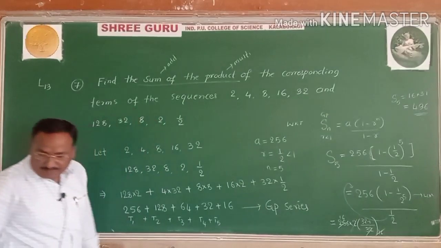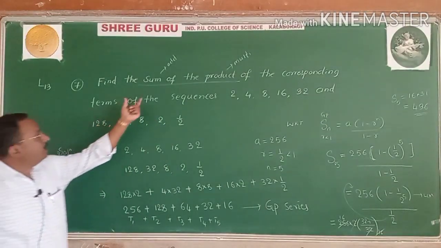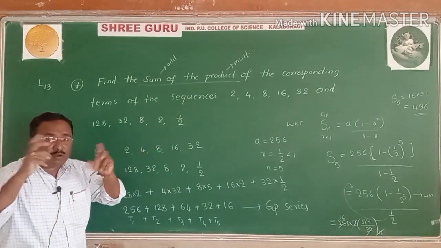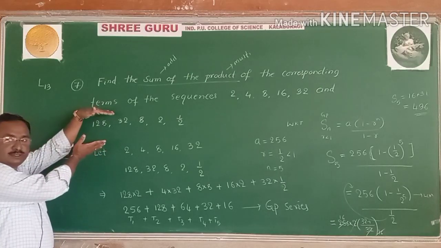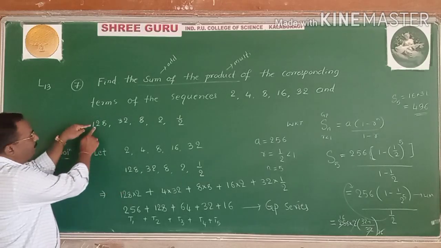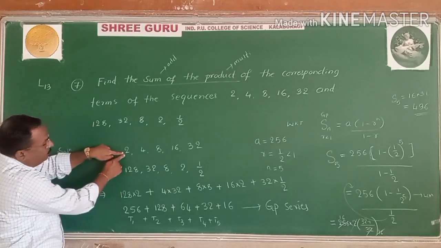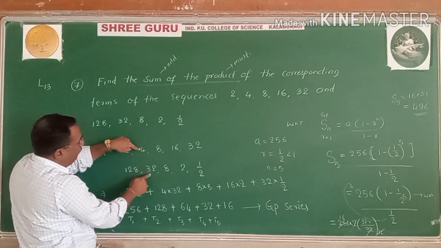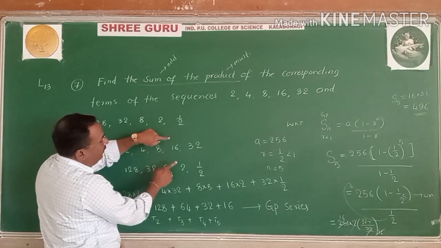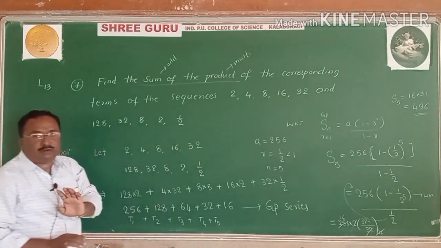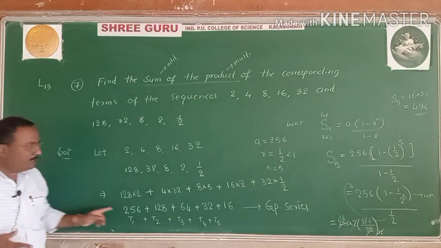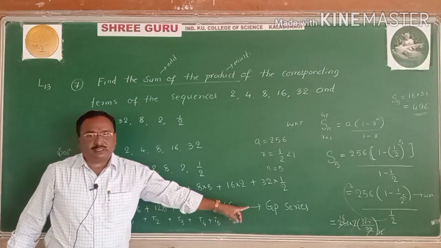Keep in mind, my dear students, the condition is the sum of the product of the corresponding sequence. Sum means add, product means multiply. There are 5 terms and 5 terms, first 5 terms and second 5 terms, multiplied order-wise and added: 2 into 128, 4 into 32, 8 into 8, 16 into 2, 32 into 1 by 2. How many terms? Total 5 terms. Whether AP or GP, definitely a common ratio is there. This is in the form of GP.